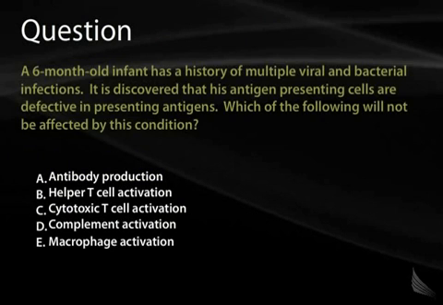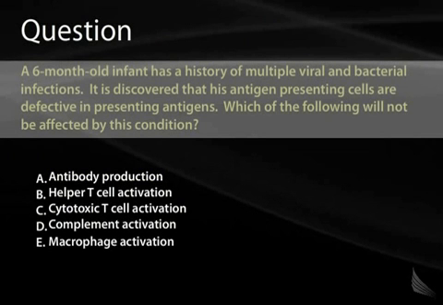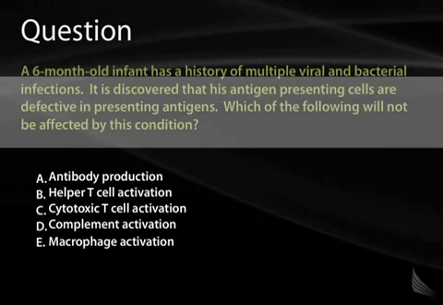So how about this question? A 6-month-old infant has a history of multiple viral and bacterial infections. It is discovered that his antigen-presenting cells are defective in presenting antigens. Which of the following will not be affected by this condition? A. Antibody production. B. Helper T cell activation. C. Cytotoxic T cell activation. D. Complement activation. And E. Macrophage activation. The answer here is D.